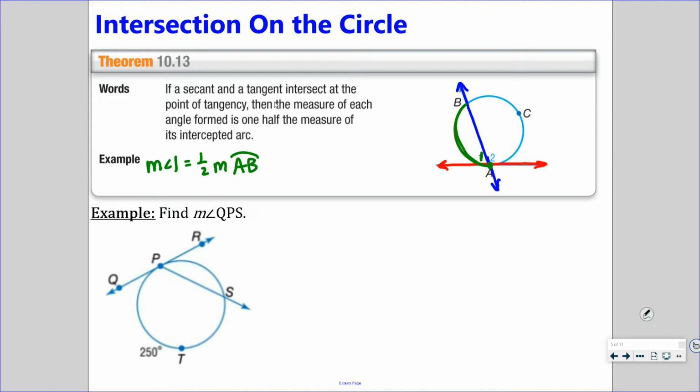Similarly, angle 2 forms this arc, BCA. So angle 2 is going to be 1/2 the measure of arc ACB. We can call that ACB or BCA, it doesn't matter. All right, so here's how it's just like an inscribed angle. You don't have to write this down, just look up here for a second.